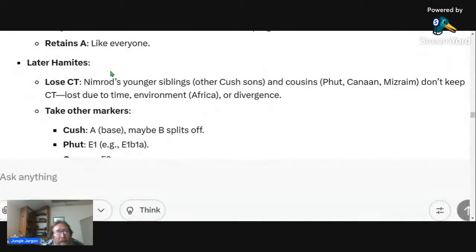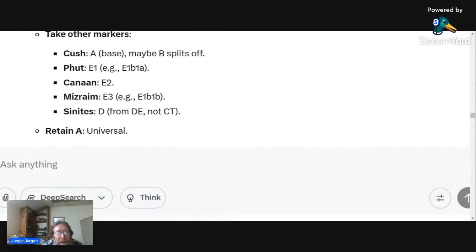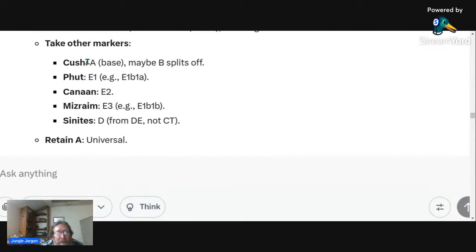All right. Later Hamites, CT. Anyways, I guess you get the idea. Cush is A base. B splits off of A, but A and B are Cush, and C is Cush too, because Nimrod is the son of Cush.